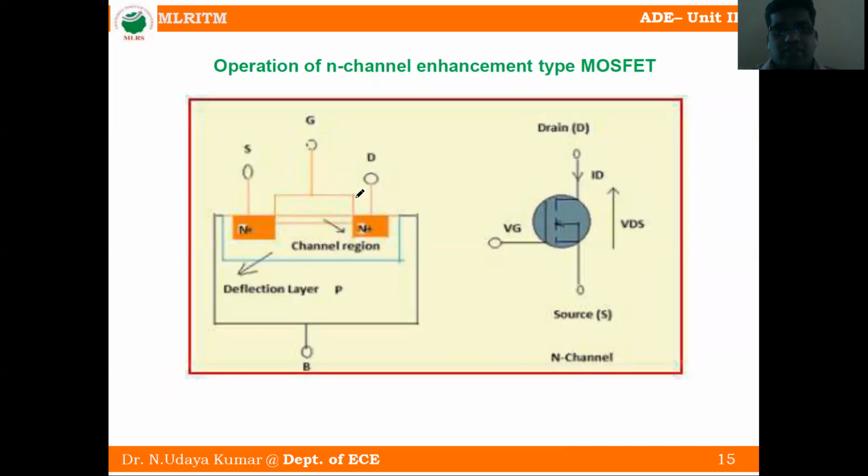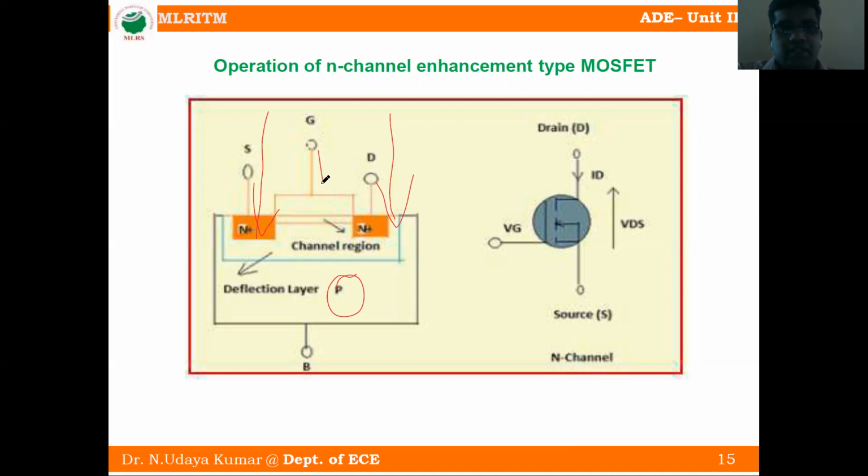So this is the N channel enhancement MOSFET. This is the P-type substrate. Heavily doped N materials are diffused into the P-type substrate. Diffused means inserted into the P-type substrate. Then it forms the N-channel enhancement MOSFET.